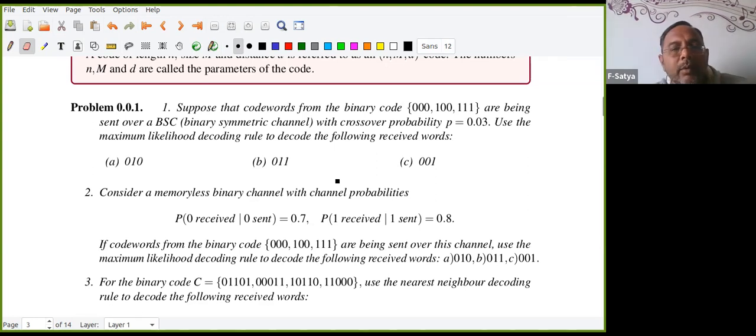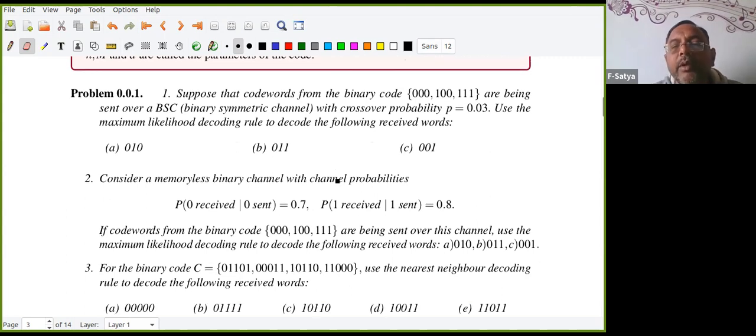Now, this is a binary symmetric channel. Crossover probability is 0.03. Crossover probability means 0 sent, 1 received, or 1 sent, 0 received. 0 sent, 0 received is 1 minus p. In the previous class I also solved 2 problems already; you can check them, and with that you can do this. This is an exercise. Use the maximum likelihood decoding rule and decode the following received words.